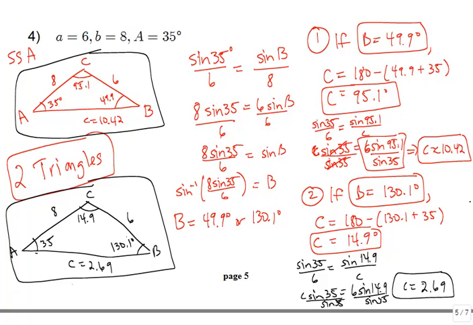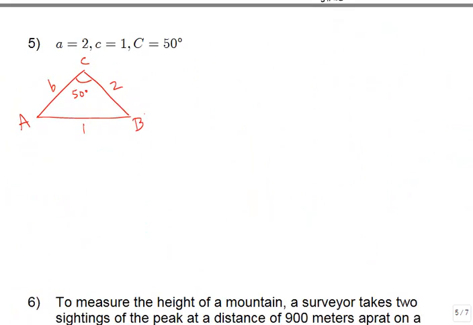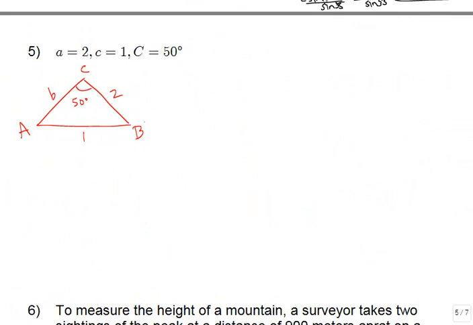Okay? All right, let's try one more example of this ambiguous case. So this time we have side A is 2, side C is 1, and angle C is 50 degrees. So again, we're given a side and an angle. So this is SSA. We're only given one angle. But this time the angle C is given to us, so its opposite side, little c, should be 1.